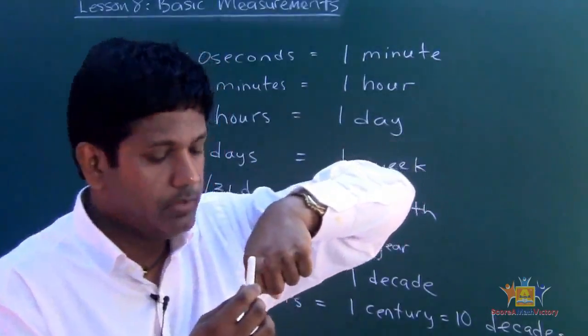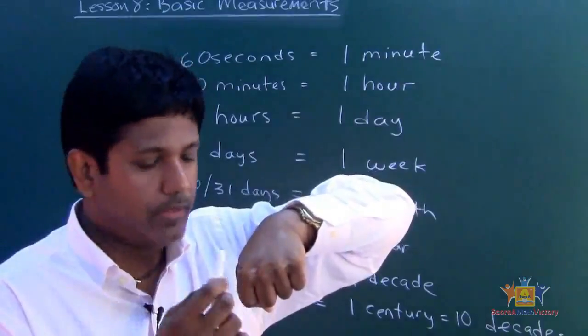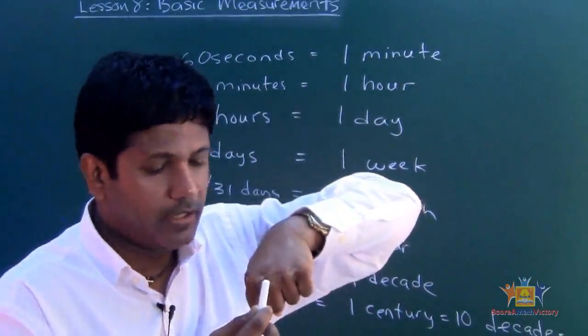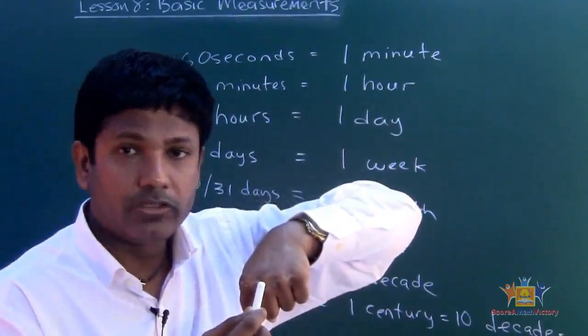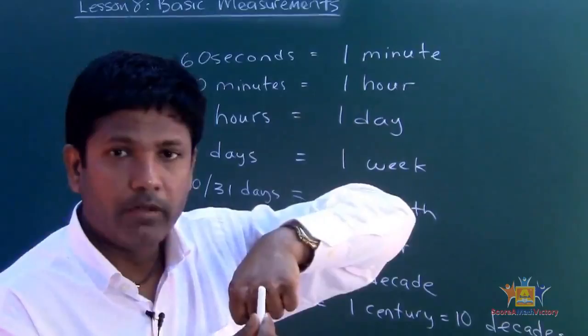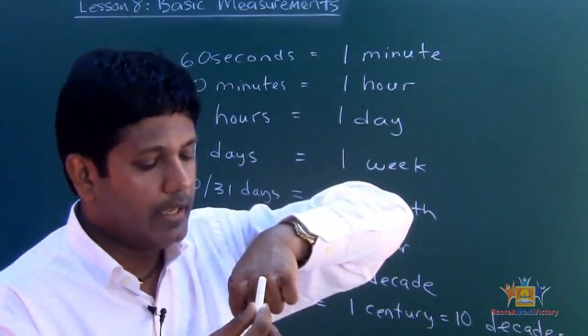February is exceptional, which is what? 28, except on a leap year, when it's going to be 29. And then March, see, it's on the knuckle again. It's on the knuckle, so it's going to be what? 31. And then April is on the slope. It'll be what? 30. Okay?